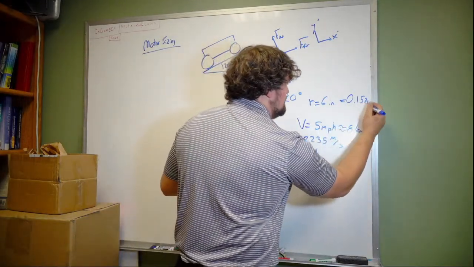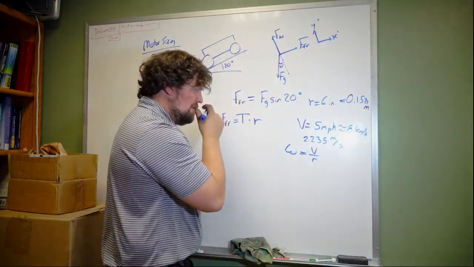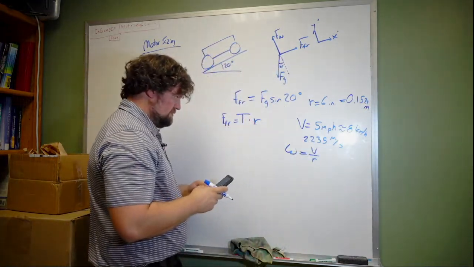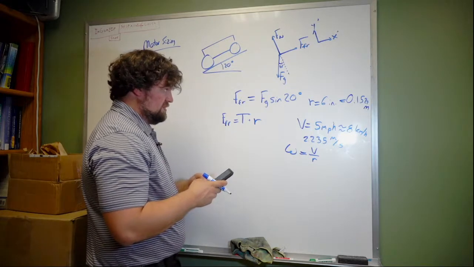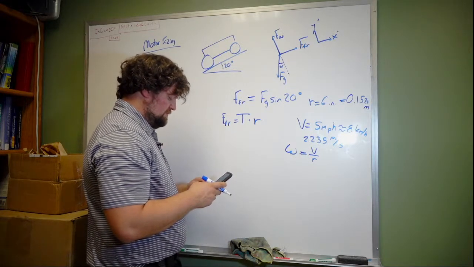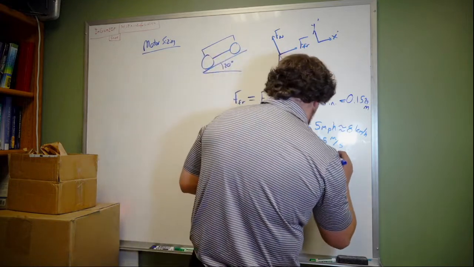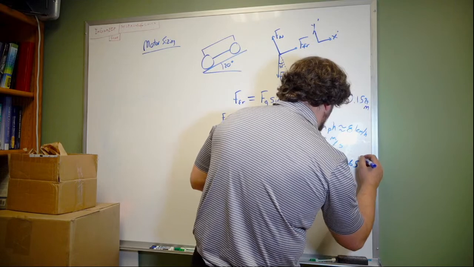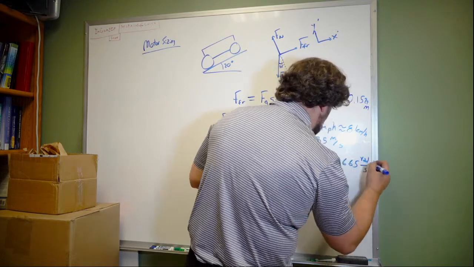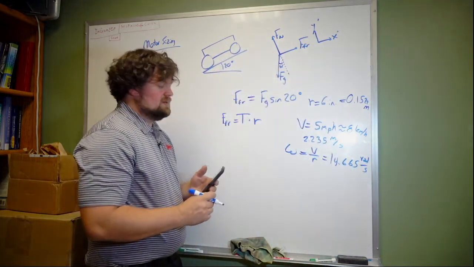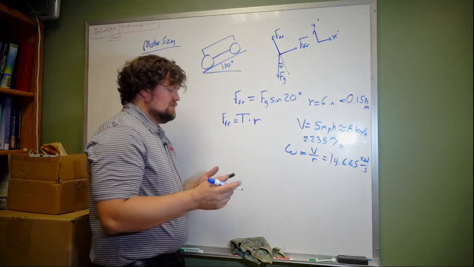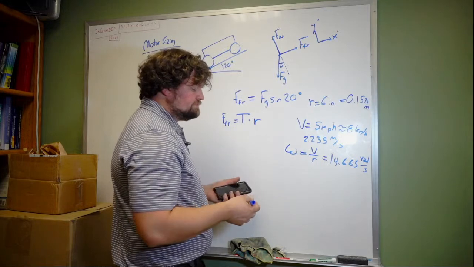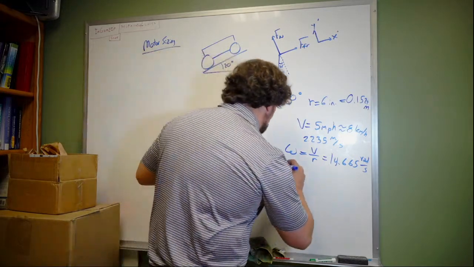Yeah, this was an M for meters. So we'll divide 2.2354 divided by 0.1524, and we get omega is going to be equal to 14.665 radians per second. Okay, now we can do a conversion to how fast it's spinning in RPM.